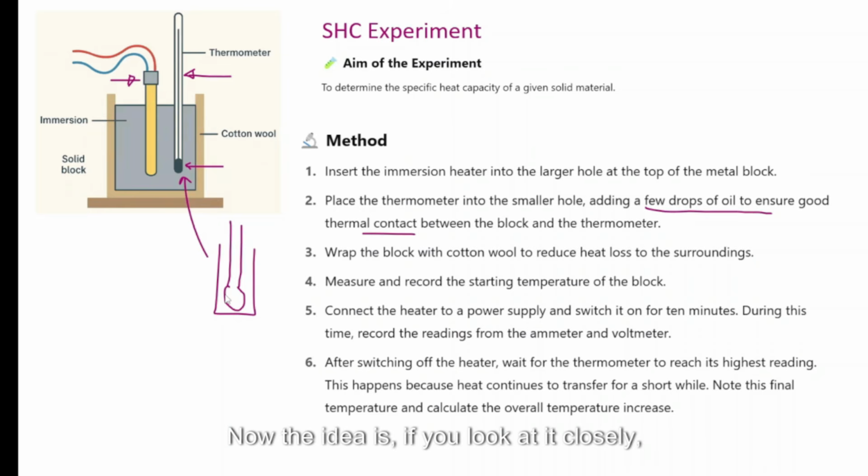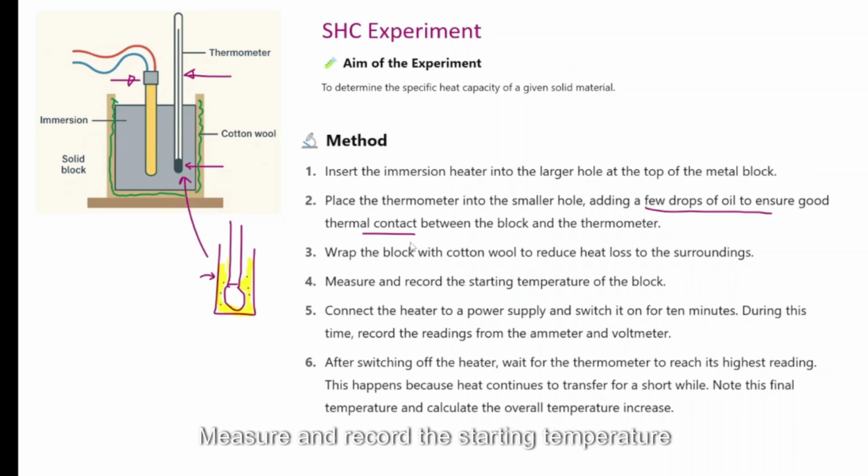Now the idea is, if you look at it closely, the bulb of the thermometer will be like this. Now the hole is a bit larger than that, so there is no good thermal contact as it's usually filled with air. Now air is a poor conductor, so what we do is add a couple of drops of oil to make sure that this space gets filled up. Now we need to use cotton wool to lag it.